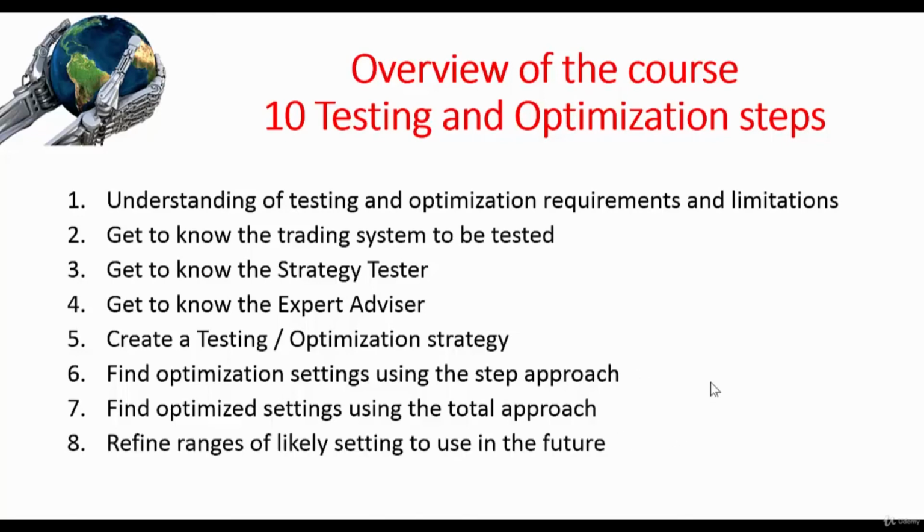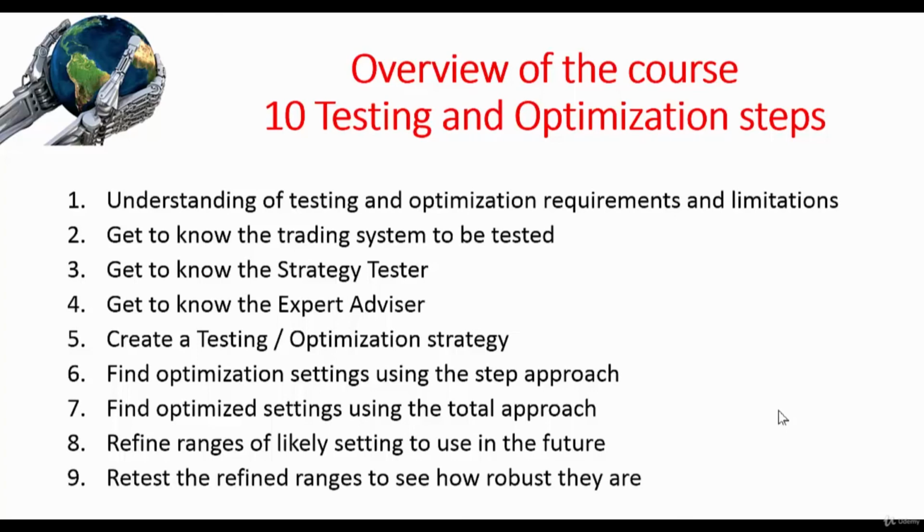Then we refined the likely ranges that we would use in the future using the heat maps on the optimization graphs, and we established ranges for the various settings. We retested those ranges, and it was quite interesting that the results were actually even better than the optimized settings that we got from the total approach. What the retest also told us is that our settings are pretty robust, in that I think there were only 15 negative results out of the 1088 tests done.